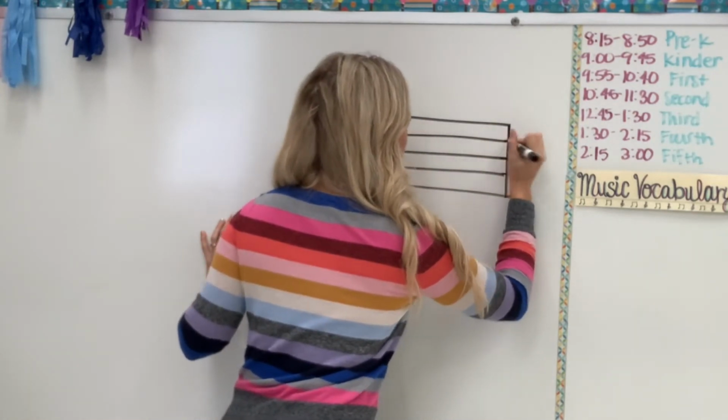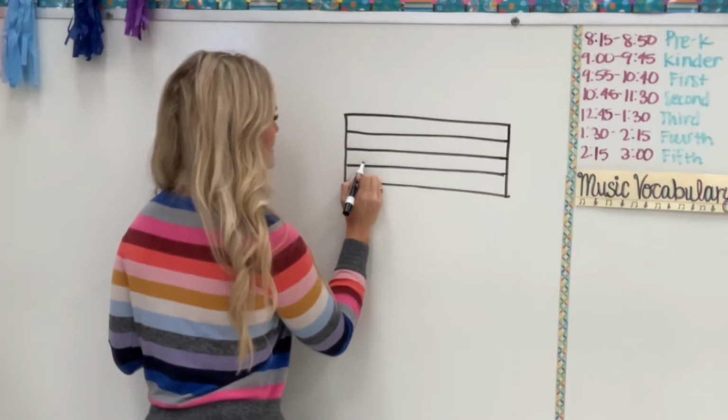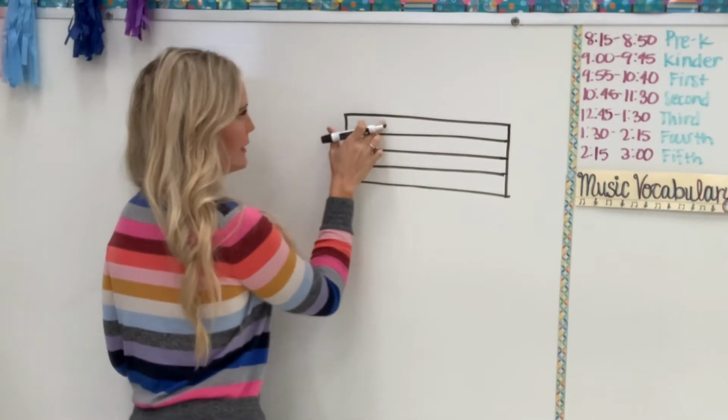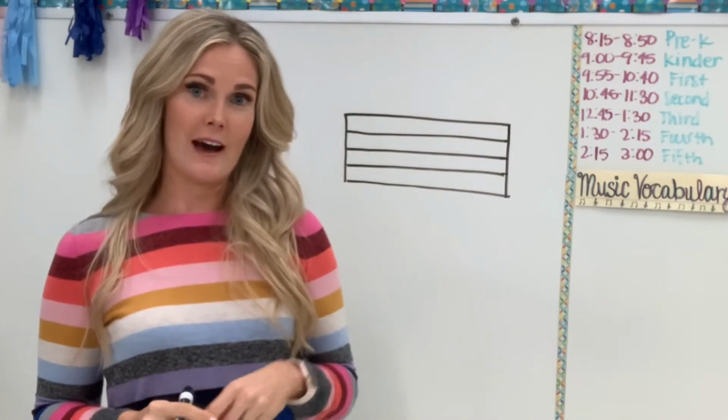So there is our staff, okay? You can count them, 5 lines. 1, 2, 3, 4, 5. And then the spaces in between. 1, 2, 3, 4. Now, today's staff that we're learning about has a special symbol.